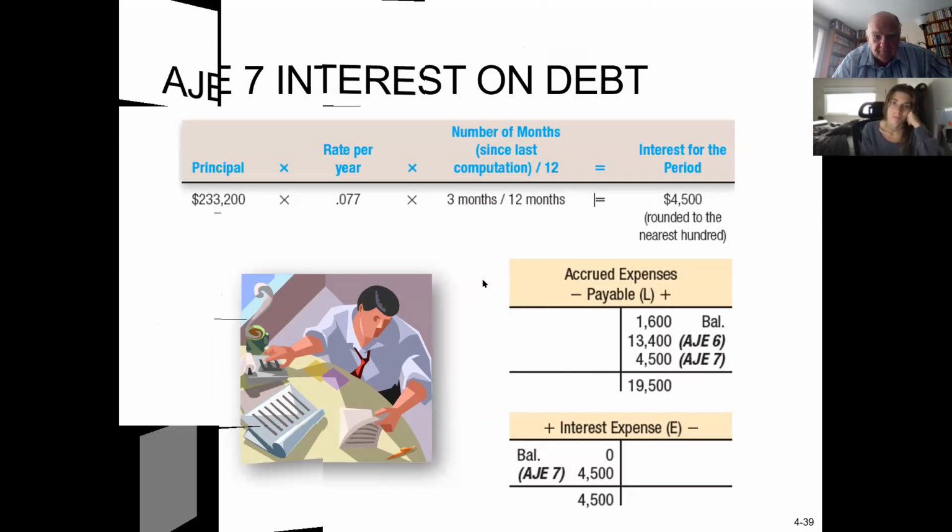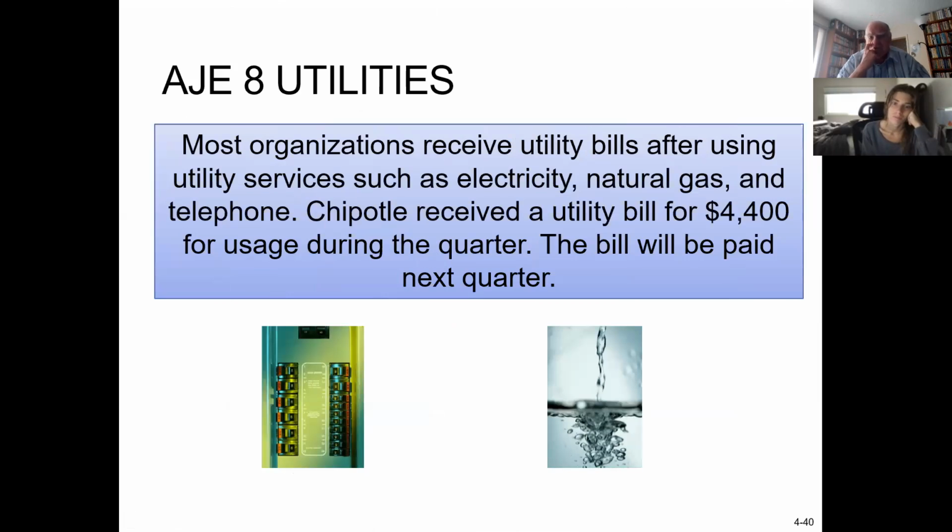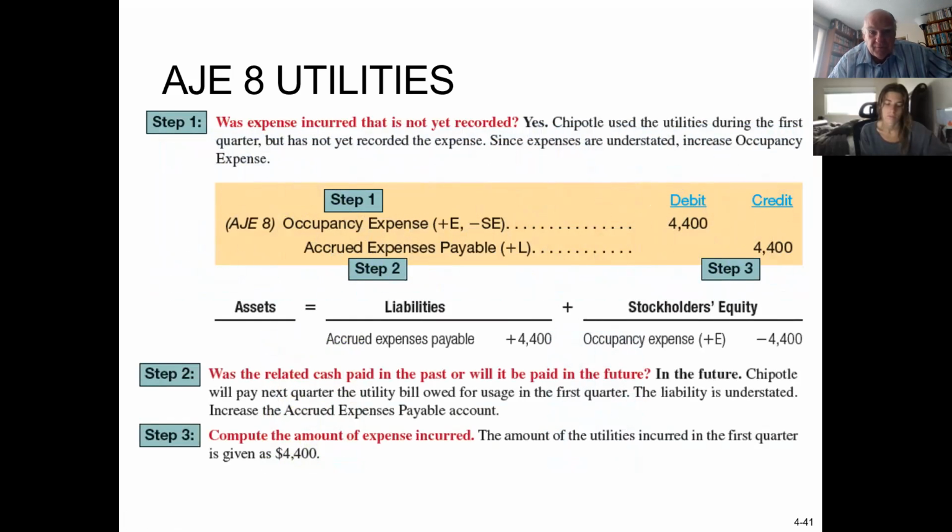And what goodies do we have next? They're just going to show you another accrual, utilities. The month ends, and we're looking at our trial balance, and there's zero electricity expense, zero gas, zero water, whatever. We knew we used electricity during the period, and we get a bill for 4,000 for usage during the quarter. The bill will be paid next quarter. Let's just take it real quick.